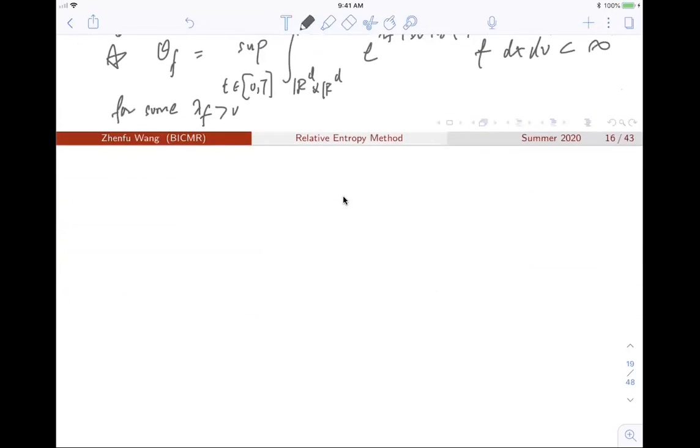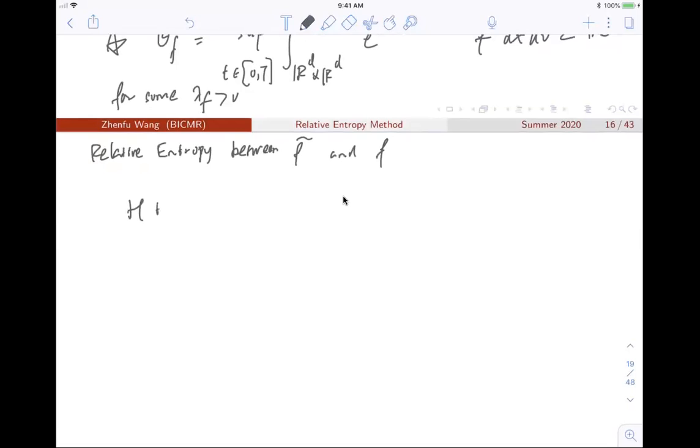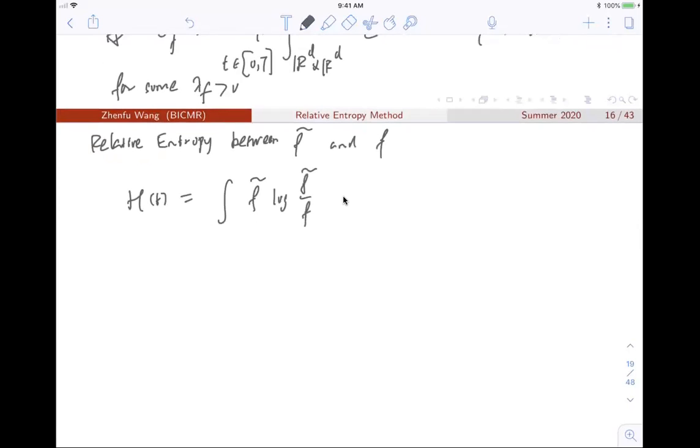Okay. So the relative entropy between f tilde and f can be written in the following way. So this is the integral over R^d, dx dv. You can check easily, right?